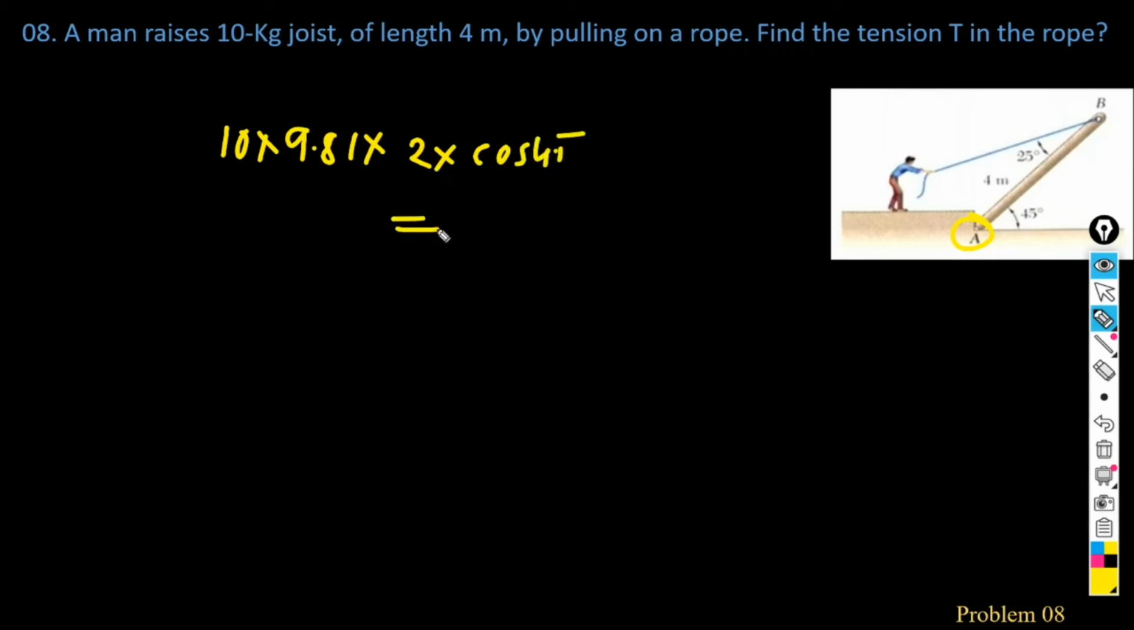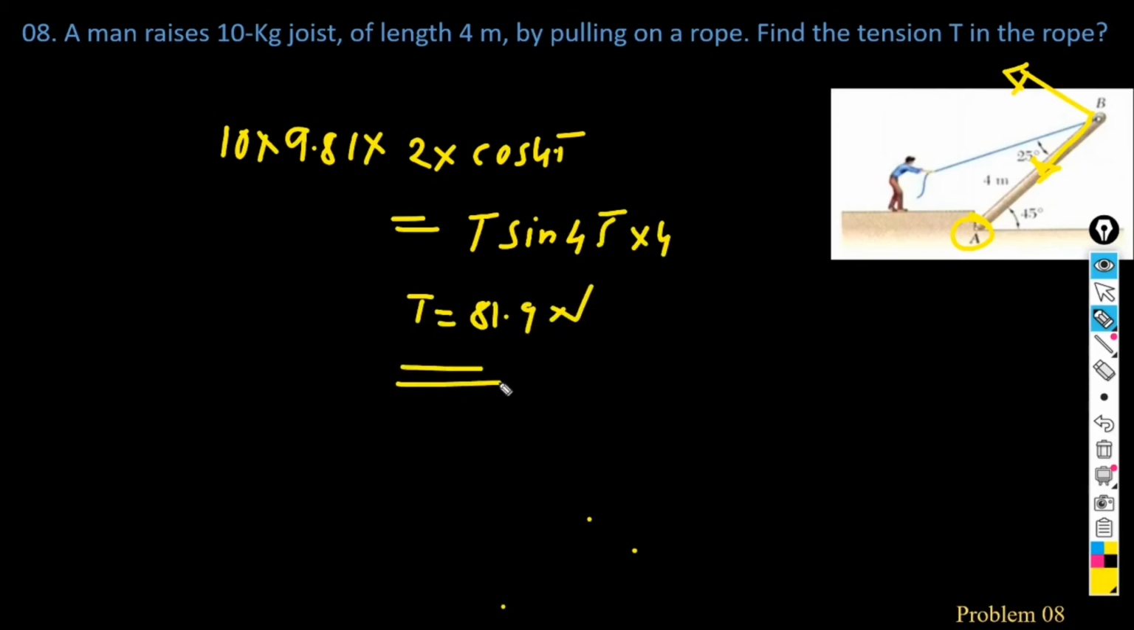The tension T we can resolve into two components: one parallel to the linkage, one perpendicular to the linkage. The tension parallel to the linkage does not contribute any moment, and the tension perpendicular to the linkage contributes the moment, and the corresponding perpendicular length is 4 meters, and the moment is equal to T into sin 45 into 4. From here T is equal to 81.9 newtons.